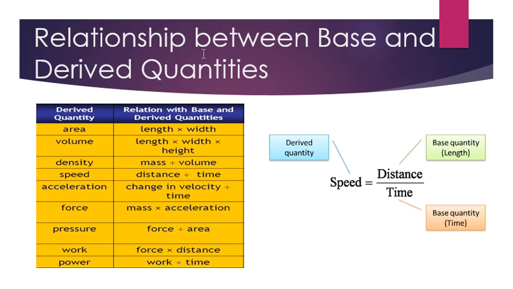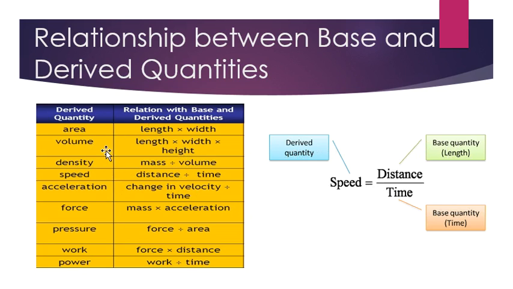Now, there is a specific relationship between the base and the derived quantity. As you can see in this example, this is the formula of speed. Speed is basically the ratio of distance and time. The distance is a base quantity. Time is also a base quantity, whereas speed is the derived quantity. So here you can see that the derived quantity is obtained from two base quantities.